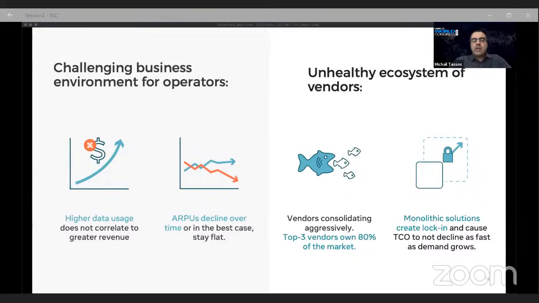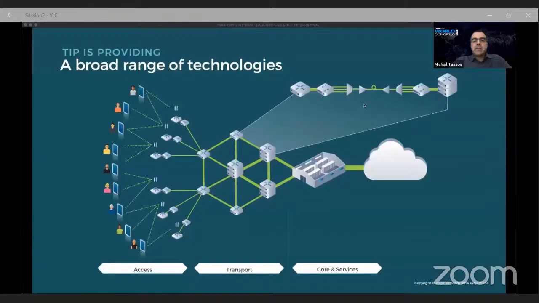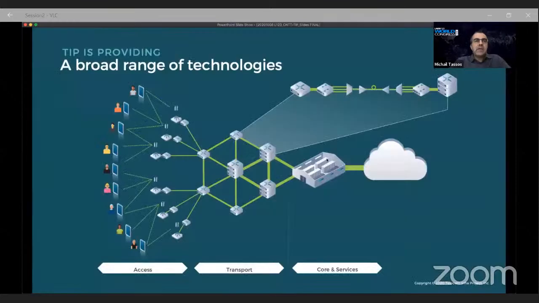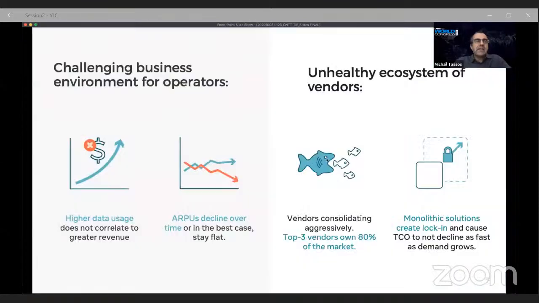So our goal as a community is to find ways to bring solutions that are disaggregated. You have multiple suppliers providing hardware and software, and also doing the integration. This will help in turn bring down the total cost of ownership and improve the economics. We are looking at, yes, if you actually go to the next slide.